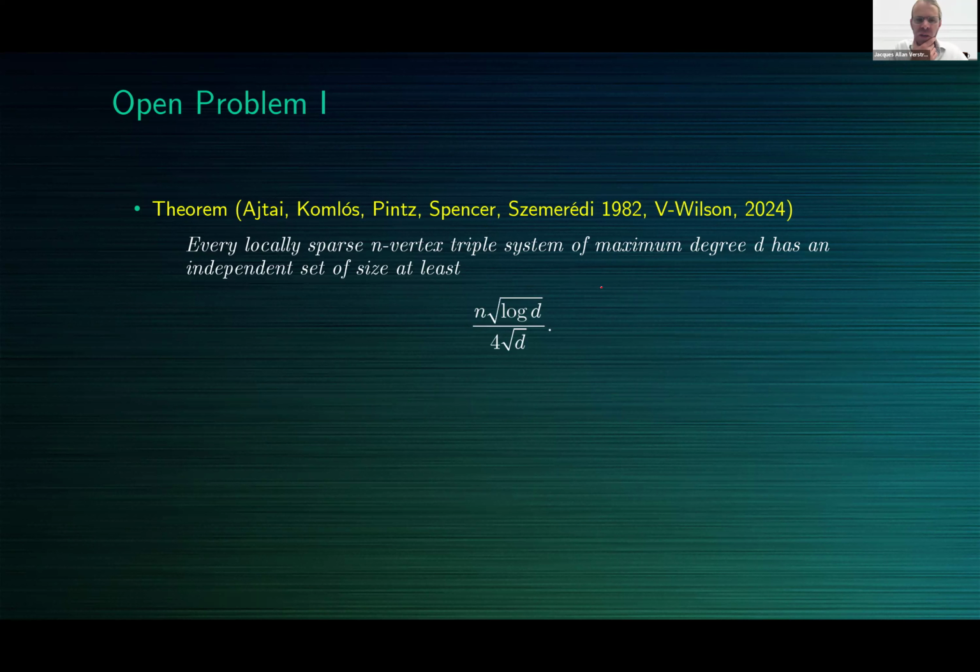We managed to actually find a very short proof, a couple of lines long, of this Ajtai–Komlós–Pintz–Spencer–Szemerédi result with my student Chase Wilson. It gives the right answer for triangle-free subgraphs, but does not answer the preceding question. We hope it will in the end, but we don't know yet. This is a very short proof. If you're interested, I can say something about it.